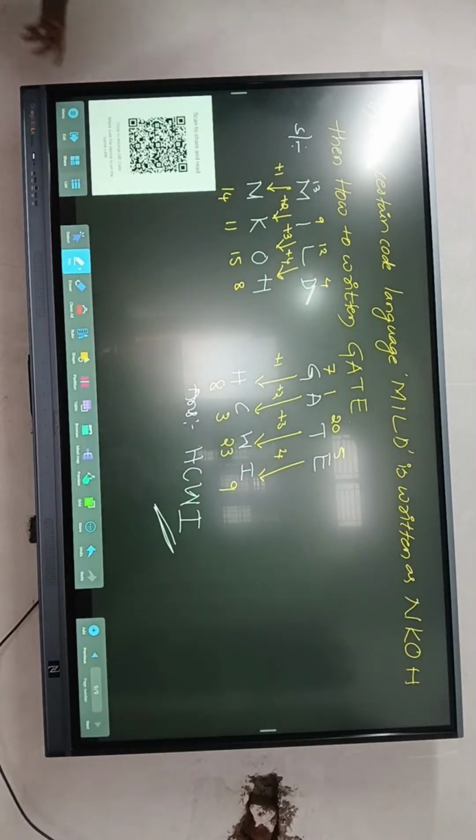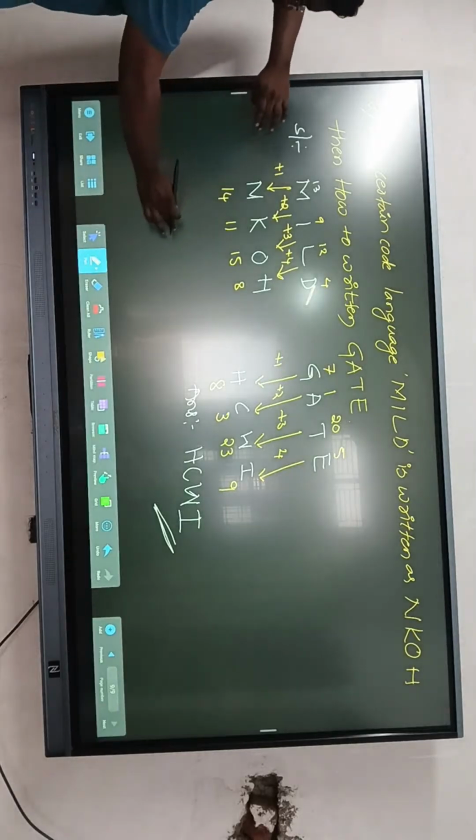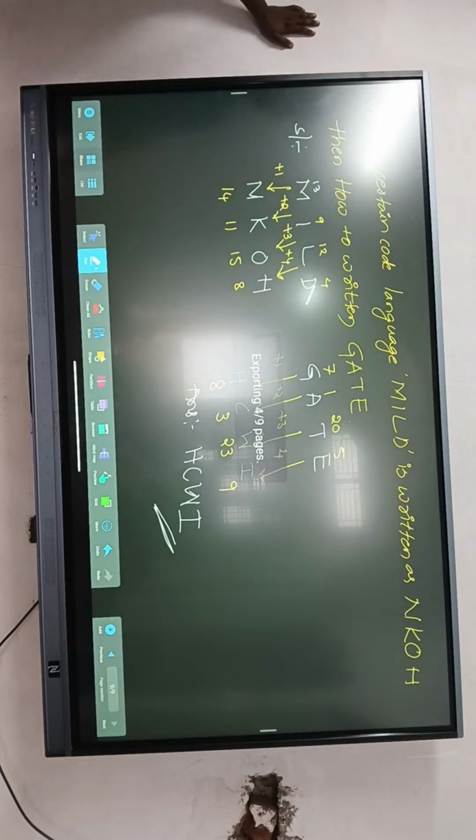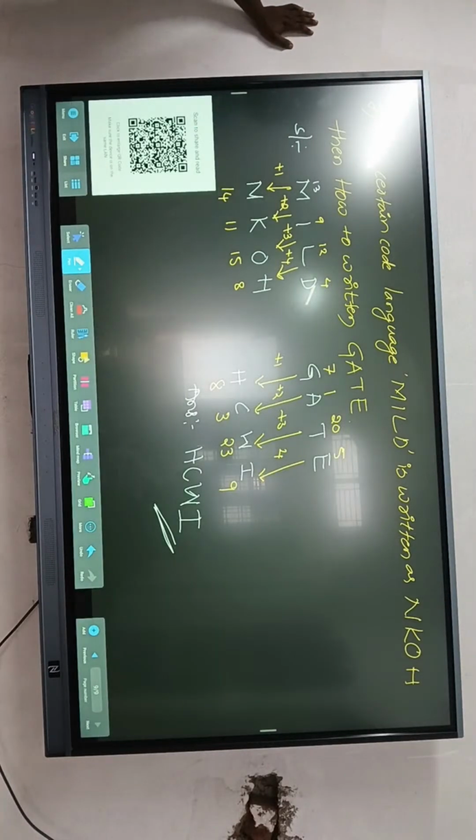Just click on the QR code. You will get the notes.